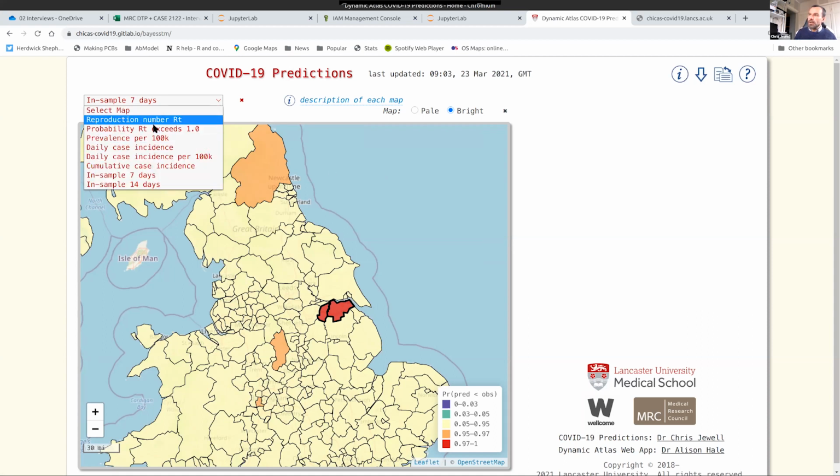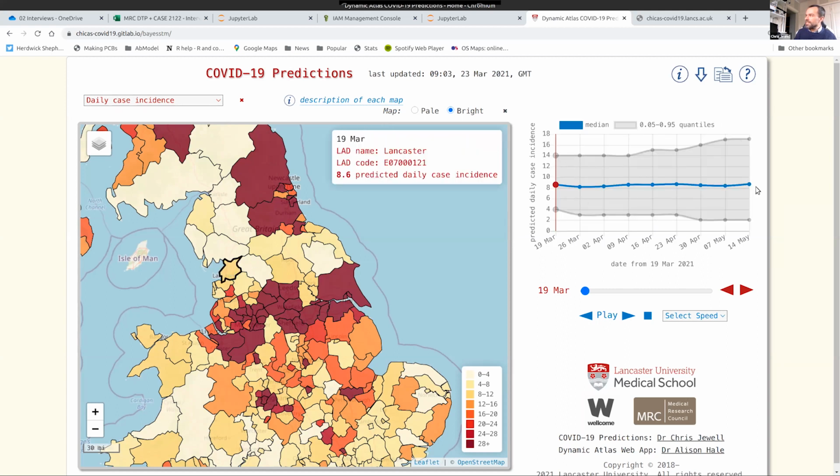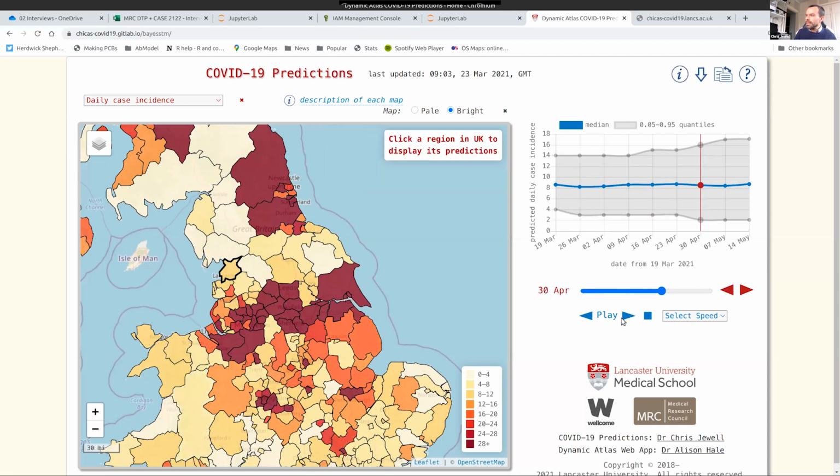And this has really helped us, particularly with local health authorities, because they can just come to the website if they want to know what the daily case incidence is. For example, in Lancaster, then you can get a time series prediction, which you can step through graphically, and see how it changes over the next few weeks. And if you want to, then you can download the raw data. And we know that, for example, Lancashire Health Authority do this to help with their planning.